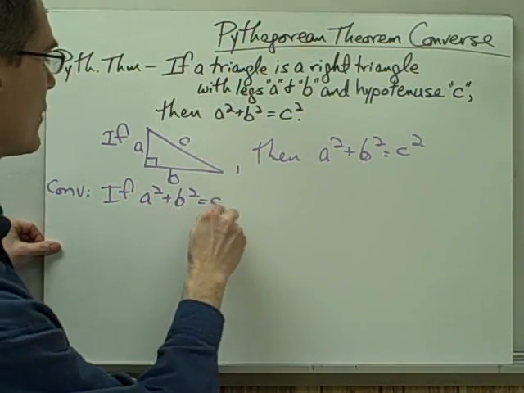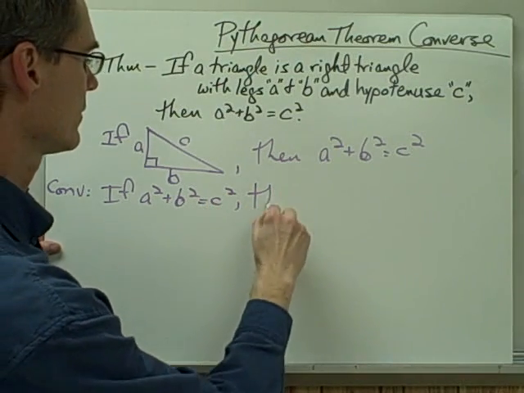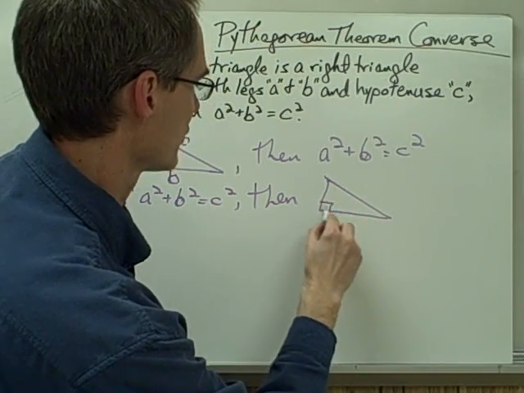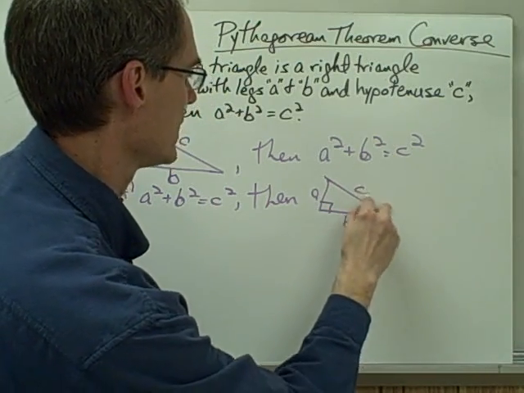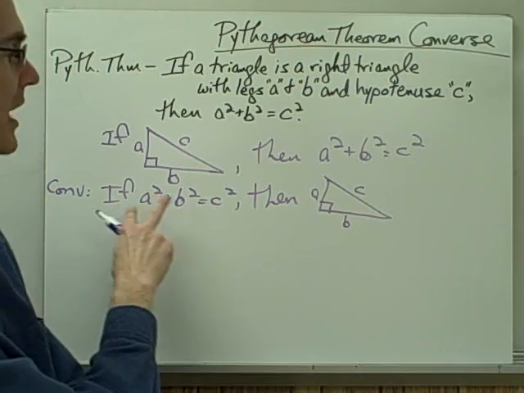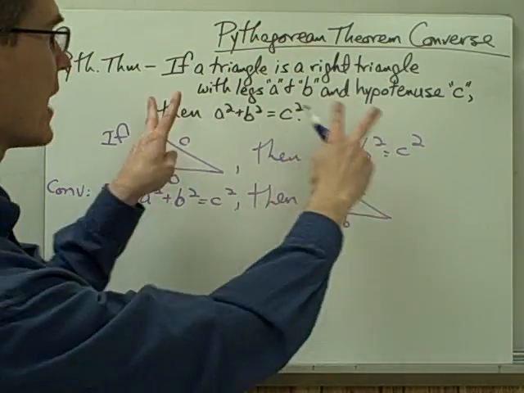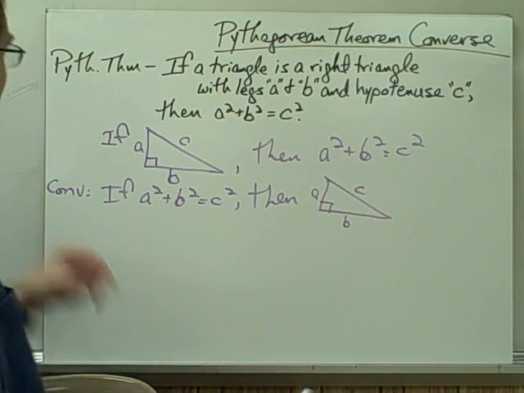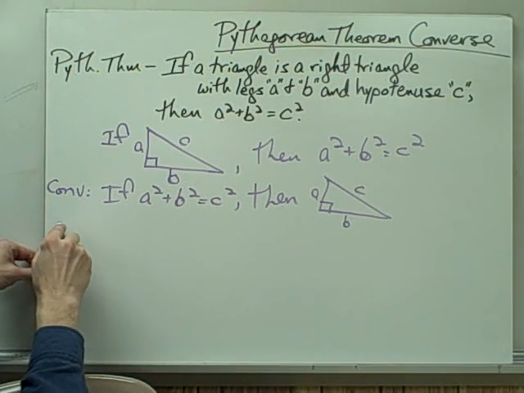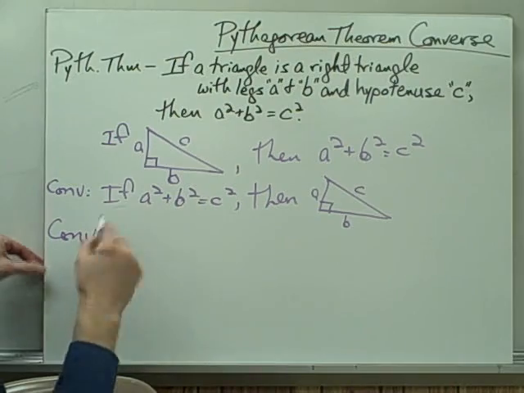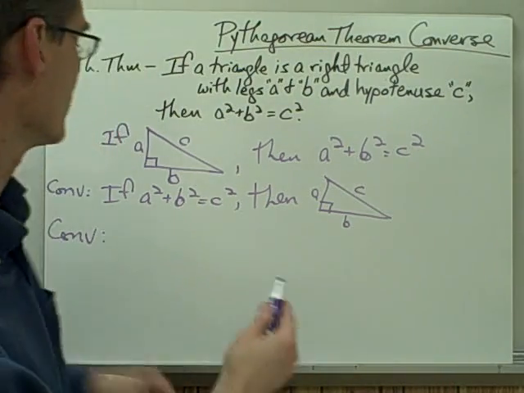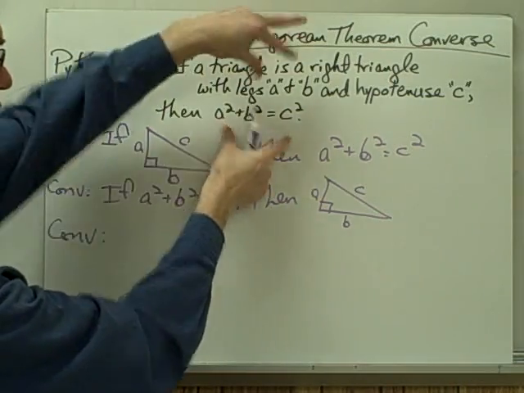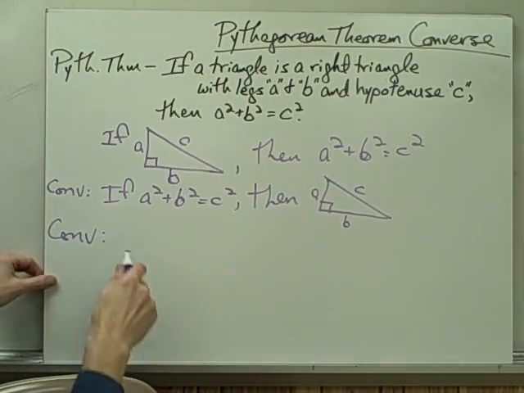a squared plus b squared equals c squared, then I have a right triangle with legs a and b and hypotenuse c. Remember, to form the converse of a conditional statement, I want to swap the hypothesis and the conclusion. So that's all I've done. So the actual written down statement of the converse of the Pythagorean theorem would actually read slightly differently than if we just took this part and swapped it with the part after the if.